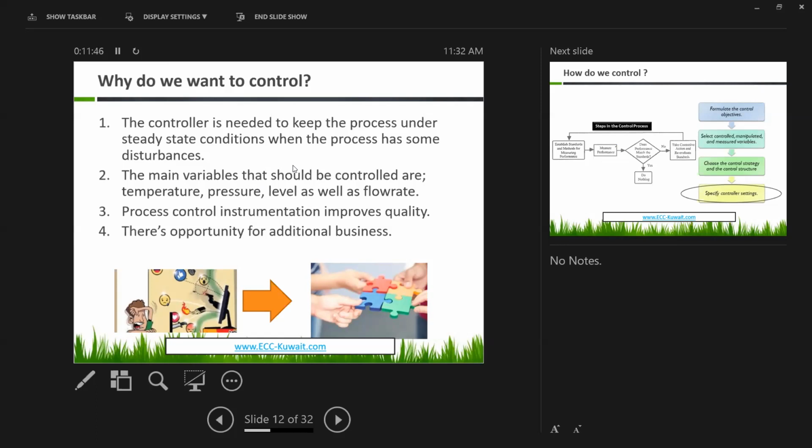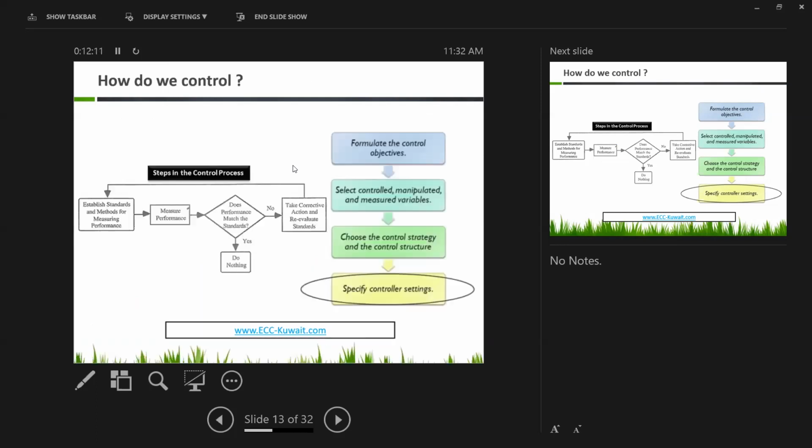The third thing: process control instrumentation improves the quality of the product, and there is an opportunity for additional business for control. We can control, for example, a new product quality or new operation conditions if you have any modifications in your unit operation or plants.